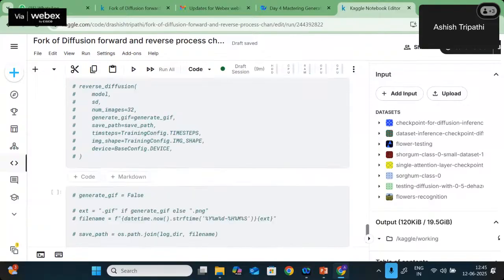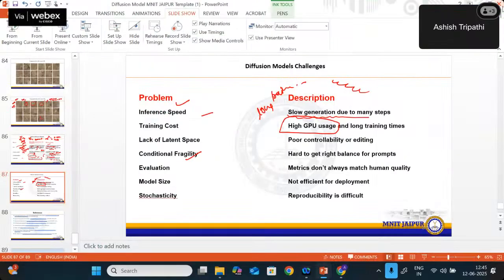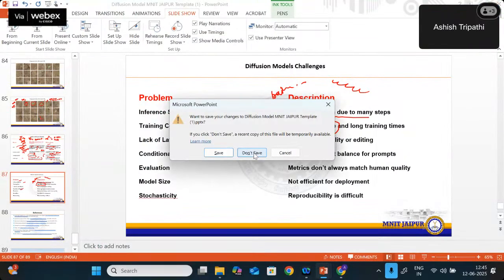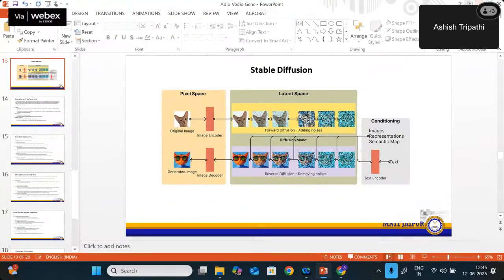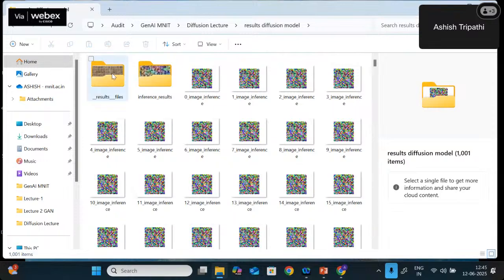Also, the training is already done. So if I show you the results of the code, you can see how it had actually worked. The results of the diffusion model. Yes, you can see the images.